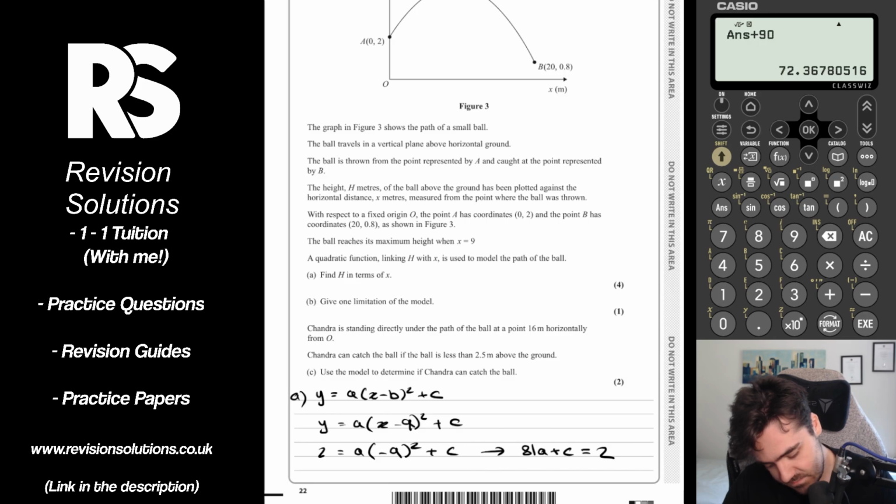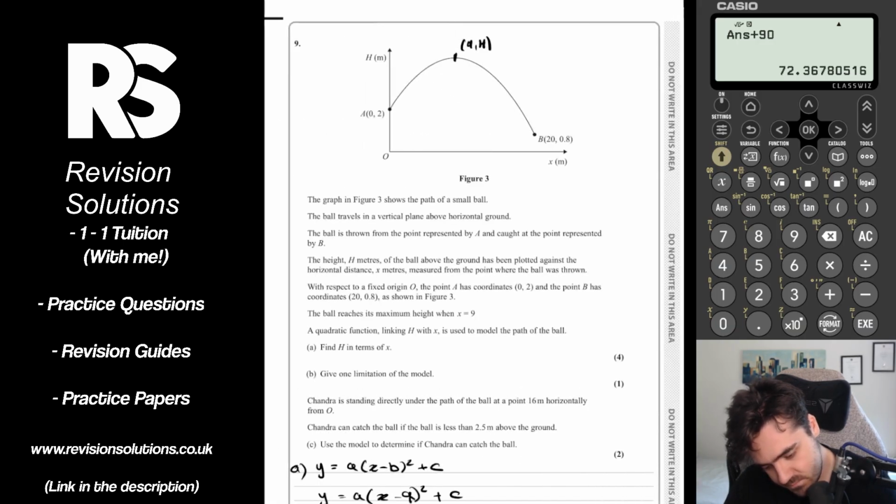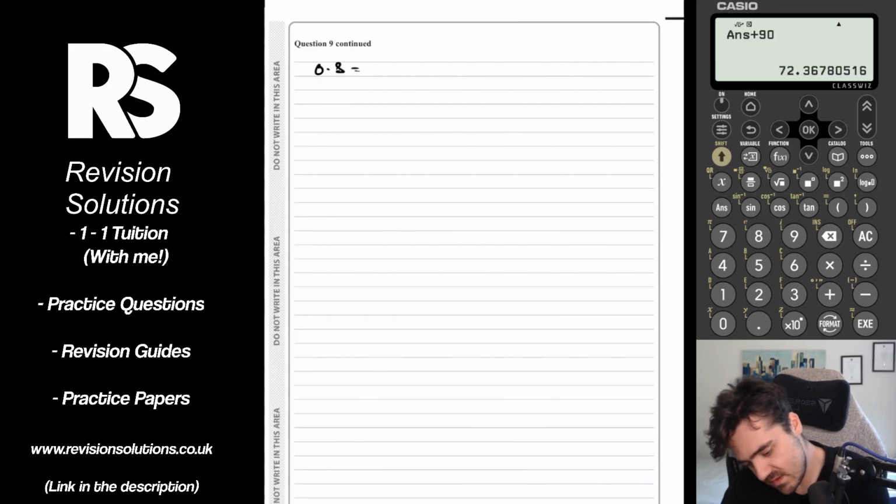Then plugging in the second point, that's 20 and 0.8. So we'd have 0.8 equals A times 20 minus 9, that's 11, A times 11 squared plus C. Simplifying that, let's write it the other way around actually. We'd have 121A plus C equals 0.8.